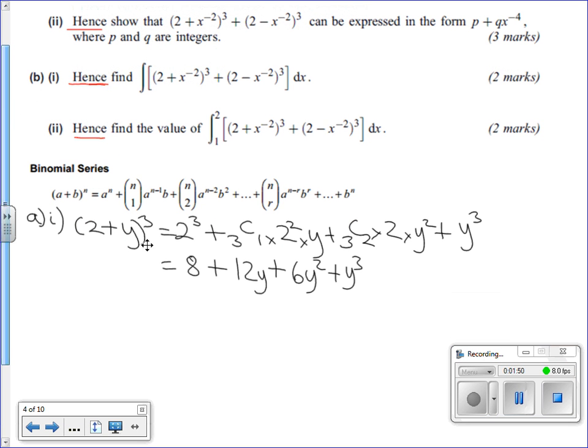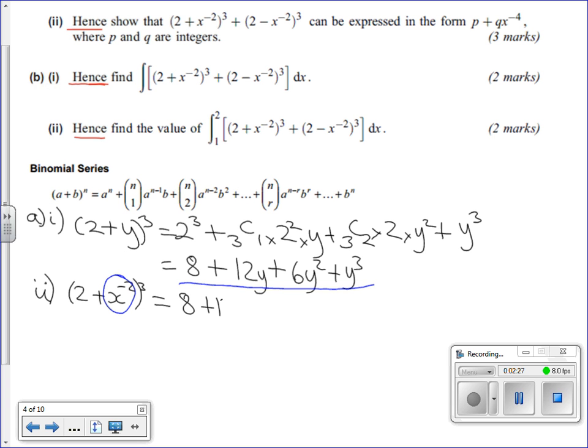So without expanding it all again, we're going to show that this can be expressed in that form. How do we do this? Well, we notice that (2 + x^-2) cubed is exactly the same as the first part, but instead of y, we've got x to the minus 2. This means that everywhere in our expanded version here, we can replace y with x to the minus 2, and that will be the answer.